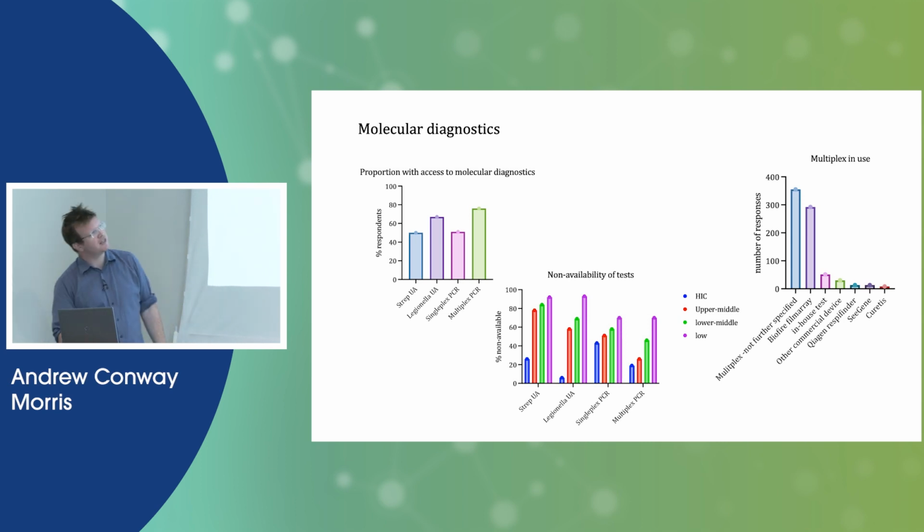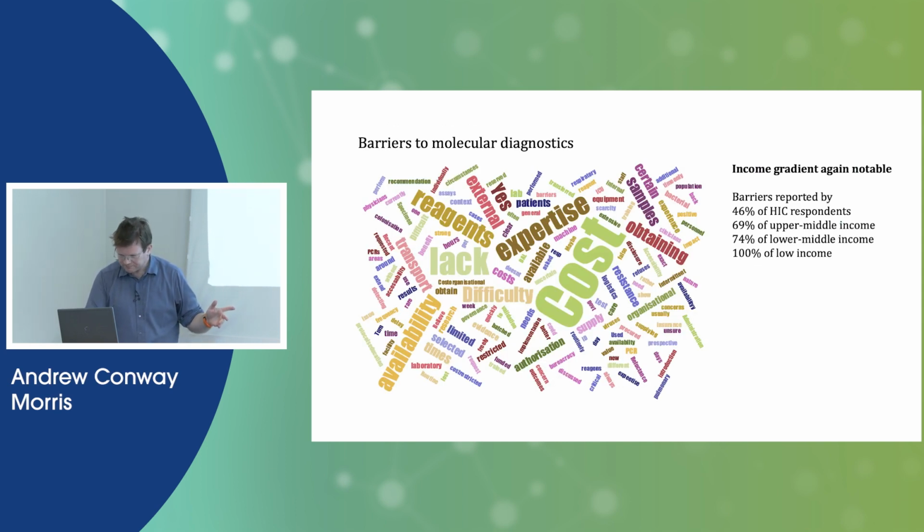And these are the tests that they say they do. So the commonest answer is I don't know what test they use, which to be honest, I know what tests we're using for respiratory bugs in my hospital, but I couldn't tell you what we're using for CRP. So it's not a huge surprise that clinicians don't know what they're using, but these are the tests that they report having available. Now, we've mentioned income gradient already.